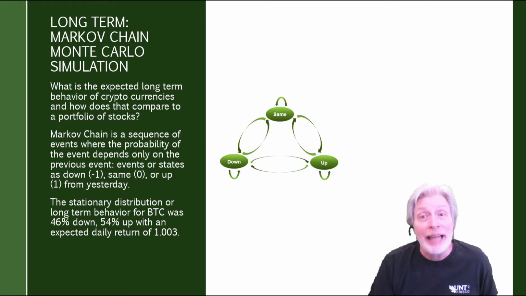To continue this applied probability approach, I also ran a Markov chain Monte Carlo simulation. The Markov chain was used to help identify the long-term behavior of the various coins. Basically, a Markov chain is just a sequence of events where the probability of the event depends only on the previous event. In our situation, there are three states from yesterday. The market is down, noted by a -1. The market is the same as yesterday, noted by a 0, or the market is up, noted by a +1.